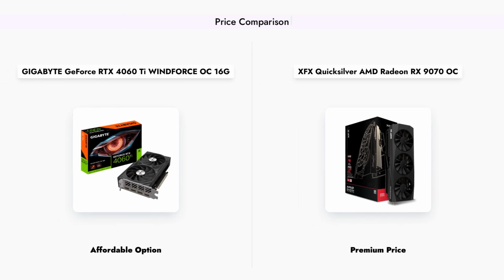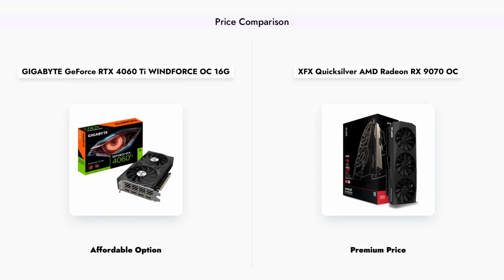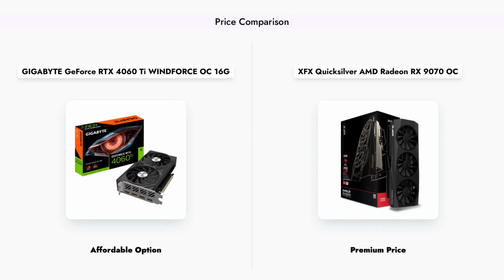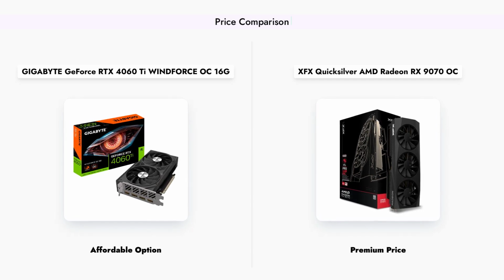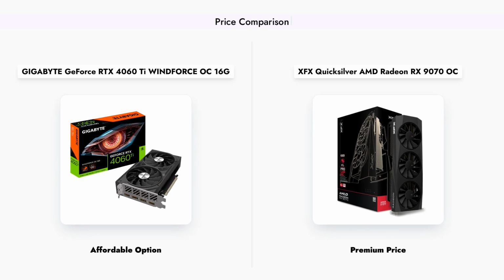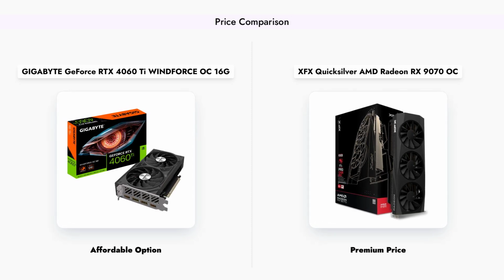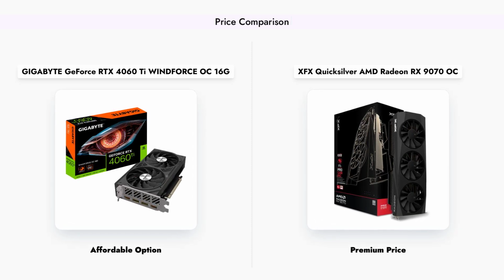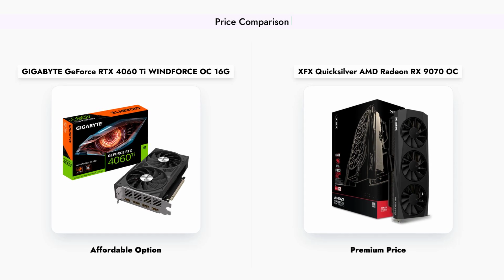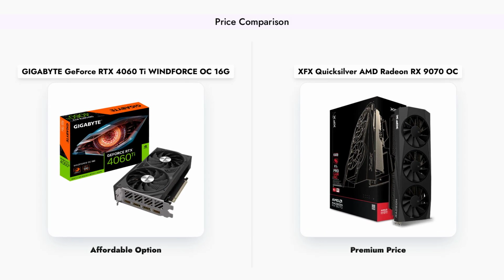When it comes to pricing, the GIGABYTE GeForce RTX 4060 Ti is priced at $449, making it a more budget-friendly option for gamers looking for solid performance without breaking the bank. In contrast, the XFX Quicksilver RX 9070 comes with a higher price tag of $789, reflecting its premium features and capabilities. While both cards offer great value, your choice may depend on your budget and specific gaming needs.